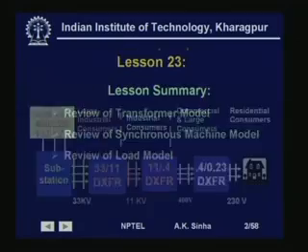Since this lesson is basically a review, we will go through the whole thing at a faster pace because you have already gone through the details of this earlier. So, we will start with the transformer model.